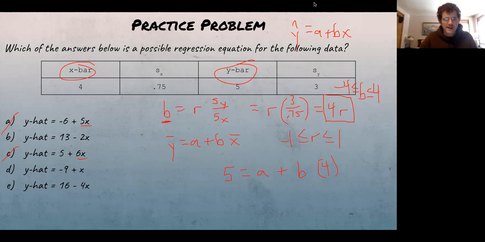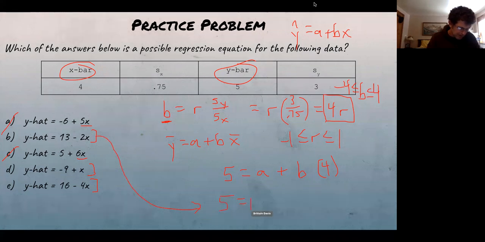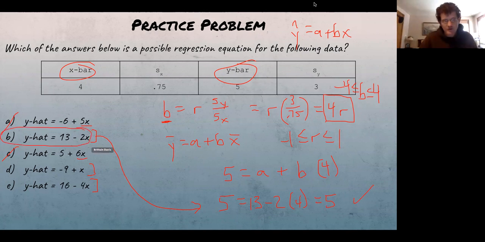Well, I know that the line has to pass through x bar and y bar. So I need to find which of these three equations will work for a y bar of 5 and an x bar of 4. Let me take this first one. I'm going to try 5 equals 13 minus 2 times 4. And 13 minus 8 is 5. Hey, what do you know? That one works. Looks like I have an answer. I'm just going to put a circle around that. That one's tentatively correct, but I have to make sure that the other ones aren't.